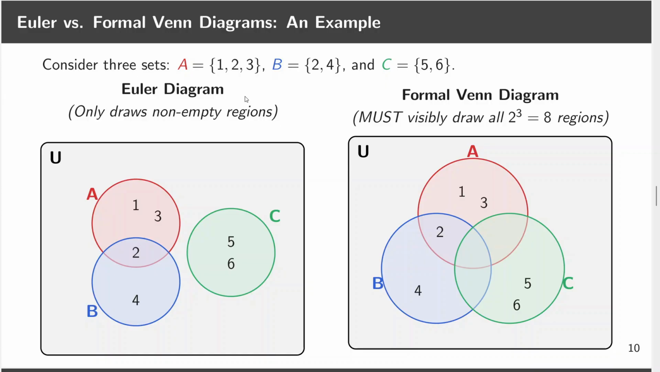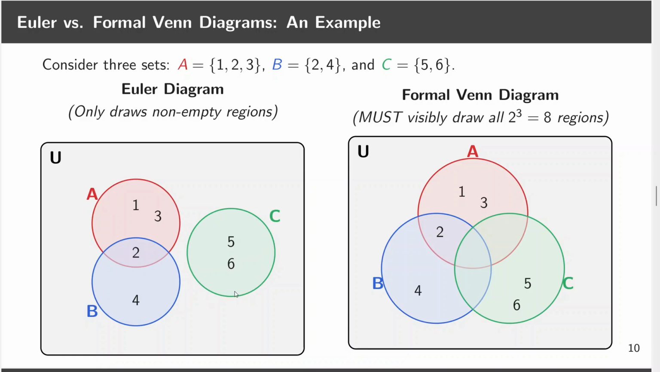There is no element that belongs to C and also to A. There is no element that belongs to C and also to B. And there is certainly no element that belongs to all three. Now here's the key question. How do we draw this? An Euler diagram would draw the picture that reflects reality as simply as possible. A and B would overlap, because they share the element 2. But C would be drawn as a completely separate circle, floating on its own, not touching A or B.